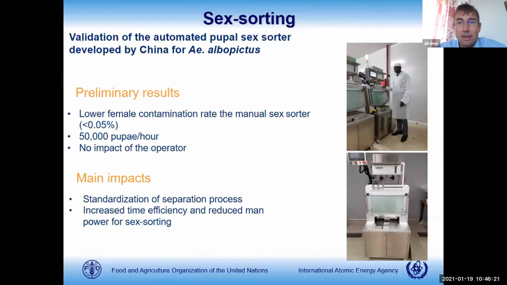It was loaned by Wolbachia, and we could test it on another Aedes albopictus strain without Wolbachia, and also on an Aedes aegypti strain. And we succeeded in standardizing its use, and we had very good results with a sorting efficiency of 50,000 pupae per hour and female contamination below 0.05%. I know that there is also a robot being developed in Singapore.